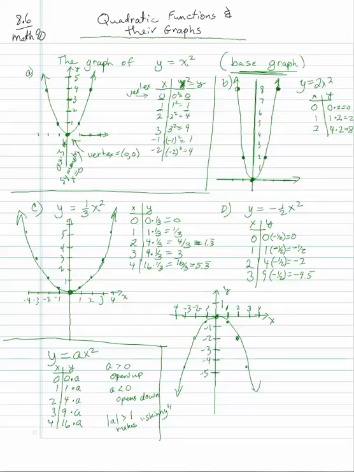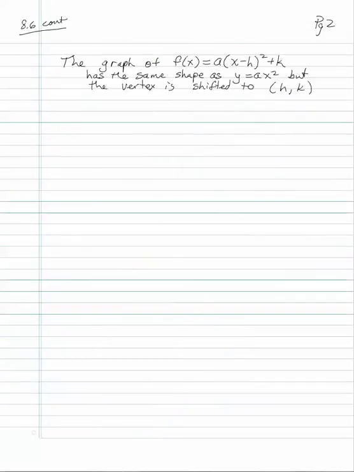Let's go to the next page. The way I think of this, the graph of f of x or y, it doesn't matter which you use, equals a times (x minus h) squared plus k is going to have the exact same shape as y equals ax squared, so we just care about that a. But the vertex is going to be shifted to wherever h, k is. Now notice, in the formula up here, this is minus h. The vertex is at h, so you have to change that sign.